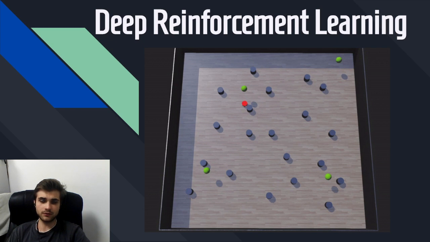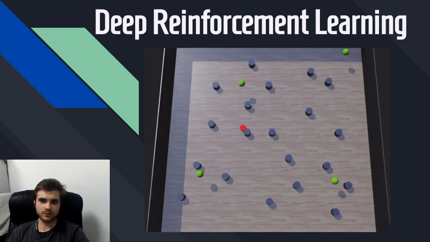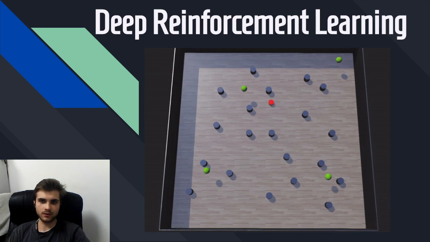So, some basic information about reinforcement learning before we start. Reinforcement learning is a type of machine learning where an agent learns to make decisions by interacting with an environment. The agent learns to achieve a goal or maximize cumulative reward by taking actions in the environment. In reinforcement learning, the agent learns through trial and error, receiving feedback in the form of rewards or penalties based on the action it takes.